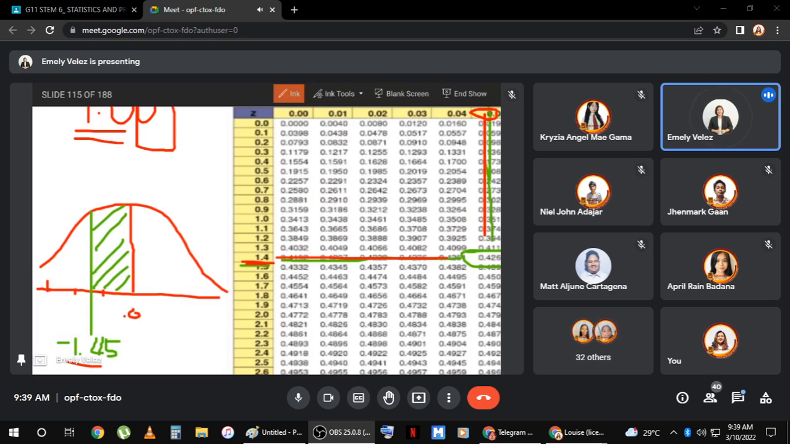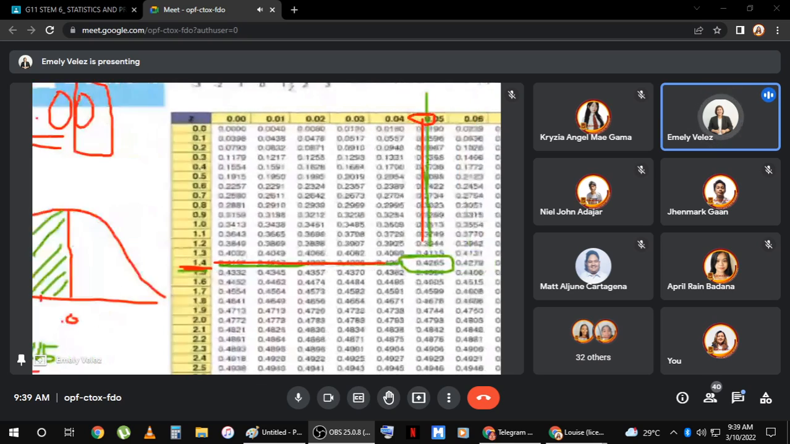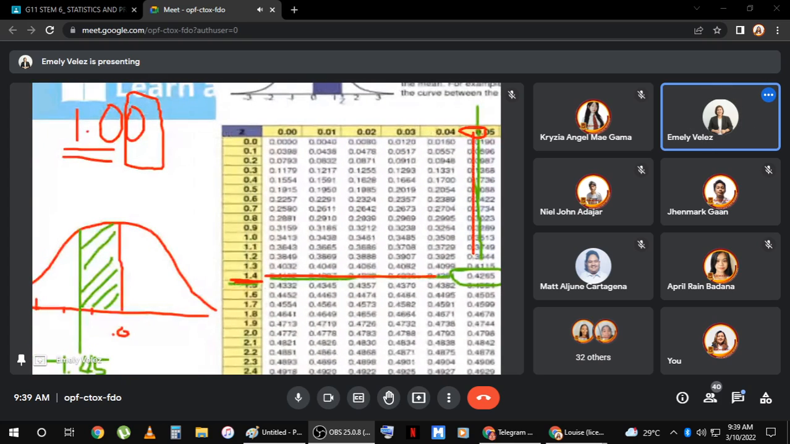So again, 0.4265 is the answer here. That's all.